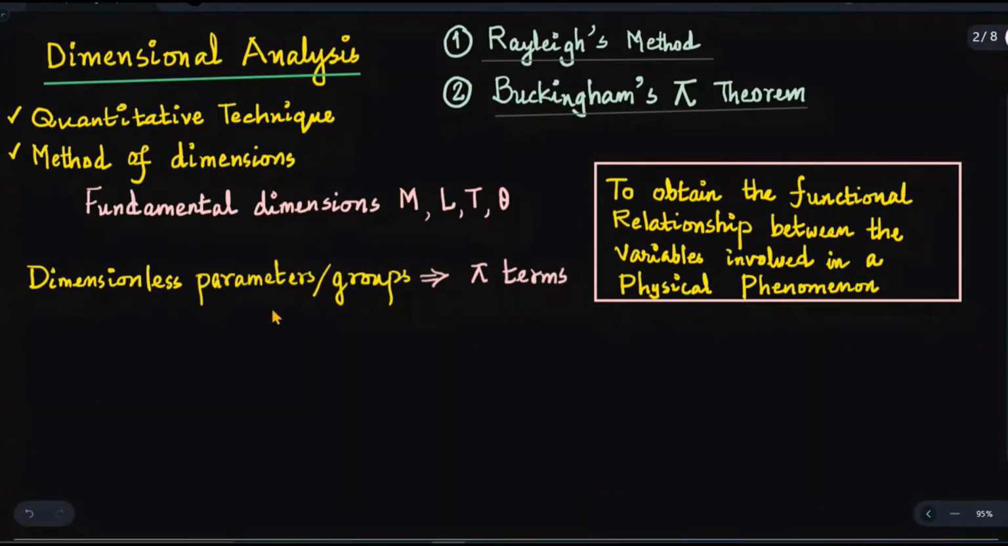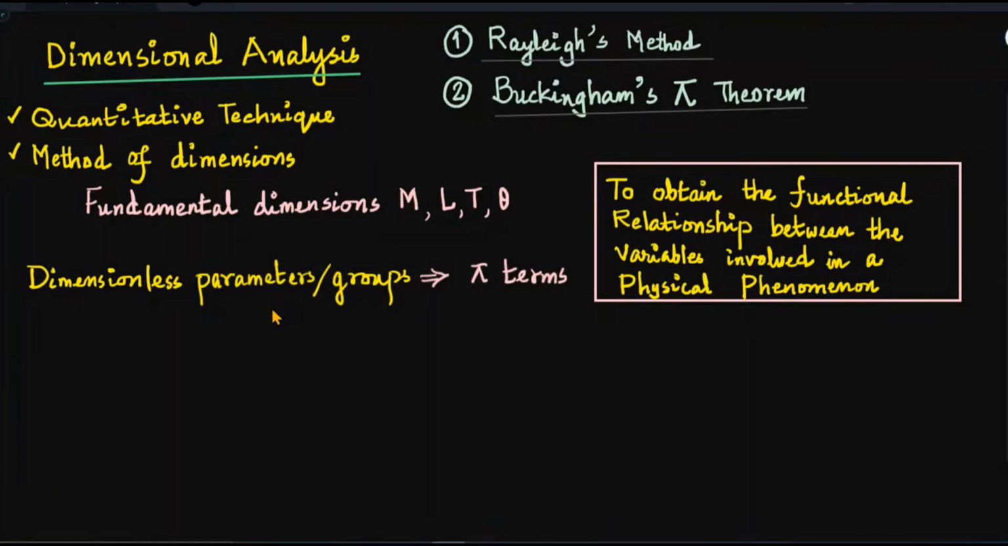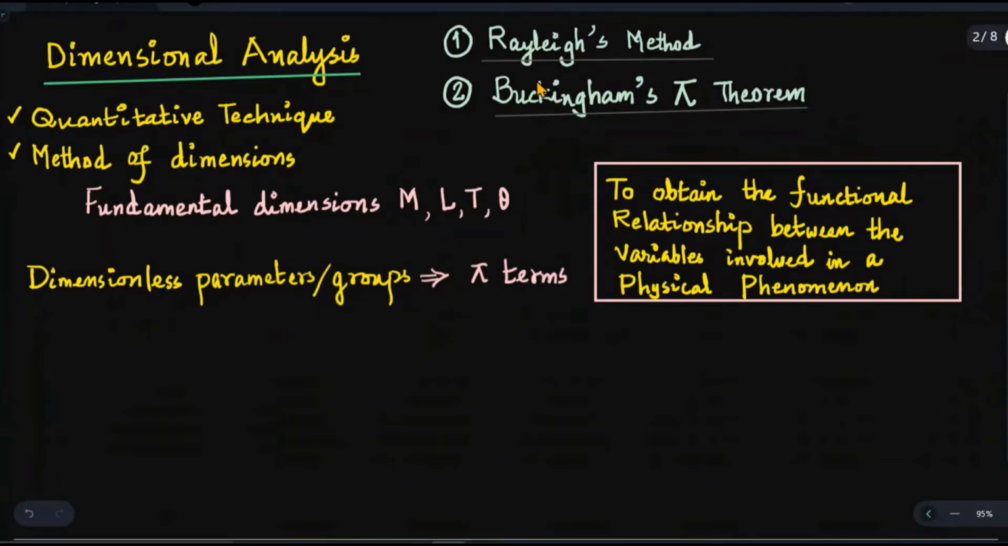Dimensionless groups or parameters are basically the important dimensionless numbers, unitless quantities, which we use in fluid mechanics. The most important ones are Reynolds number, Froude number, Weber number, Euler number, Mach number, etc. These are all prominent dimensionless groups used in typical fluid mechanics problems. This dimensional analysis involves two methods. One is Rayleigh's method, and the other one is Buckingham's Pi method or Buckingham Pi Theorem, popularly known as Buckingham Pi Theorem.